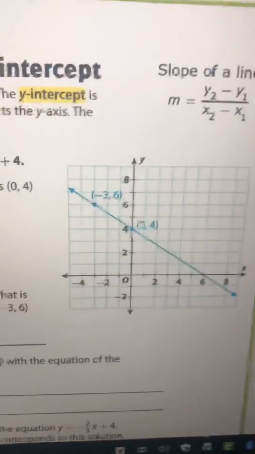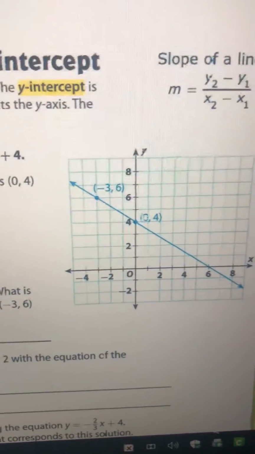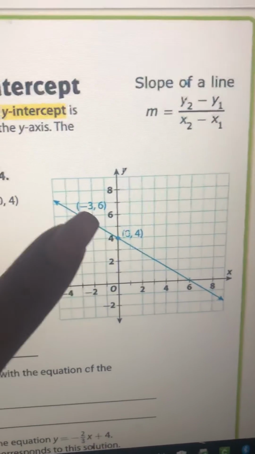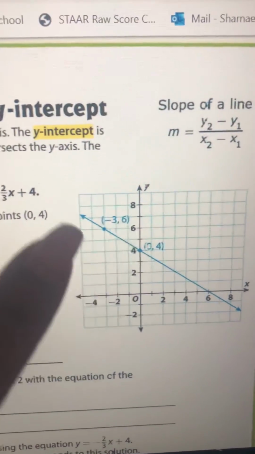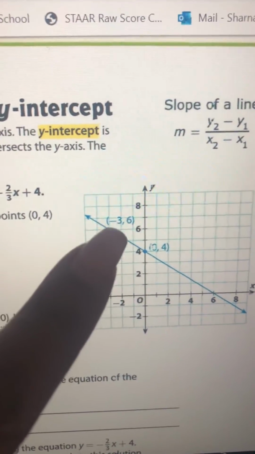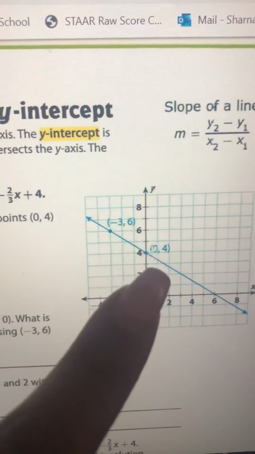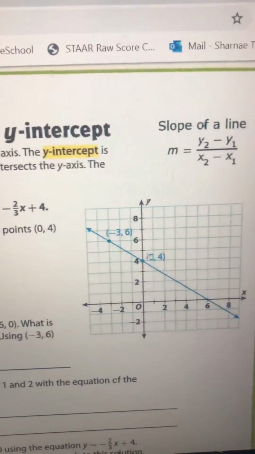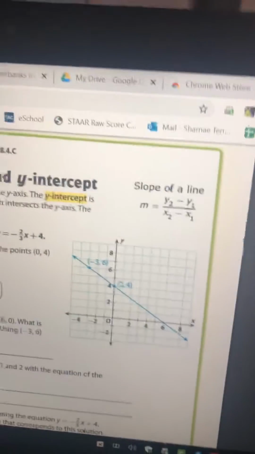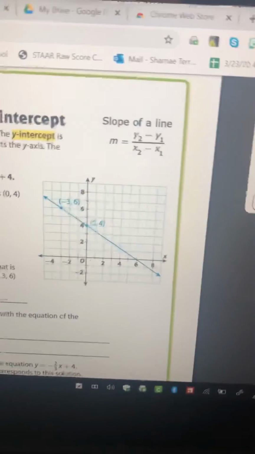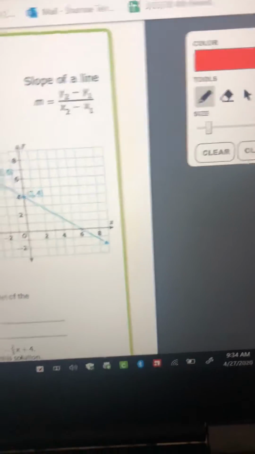So on a graph, you need to make sure you're finding two good points, and a good point means that it's going to be on the corner of your boxes. So see how this dot is right at the corner of the box. This is at the corner of the box. So we have our 2 points already. So we're going to take them off of the graph and write them down.